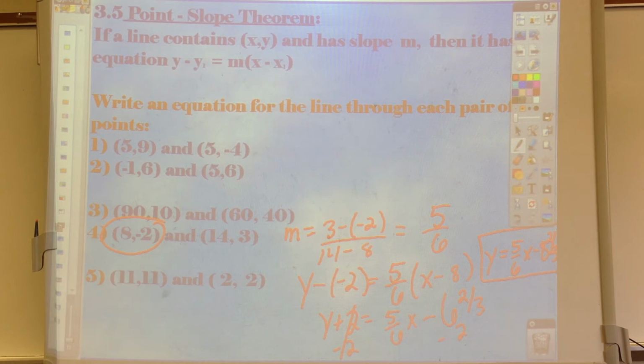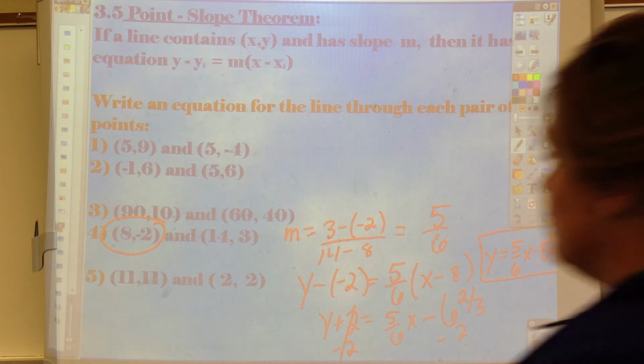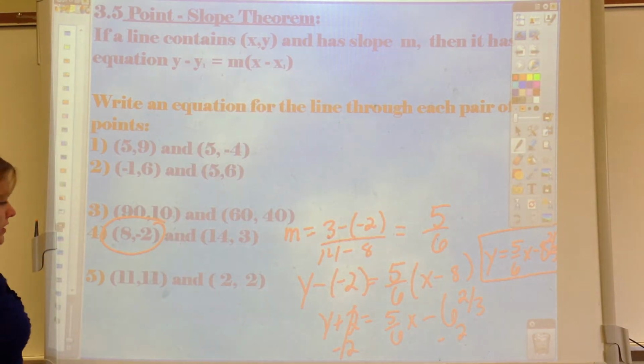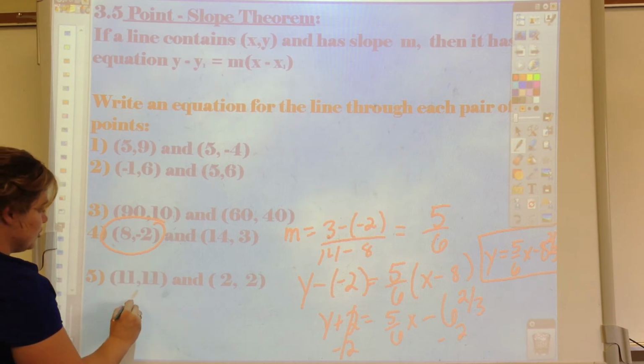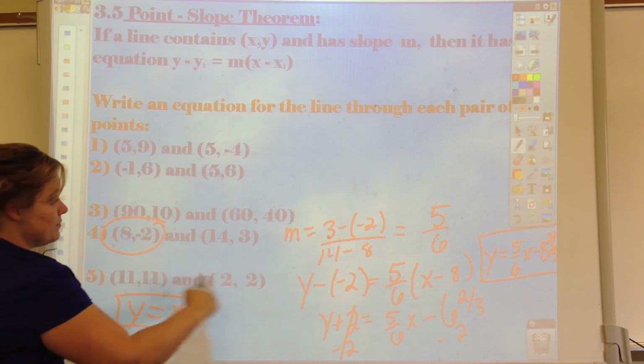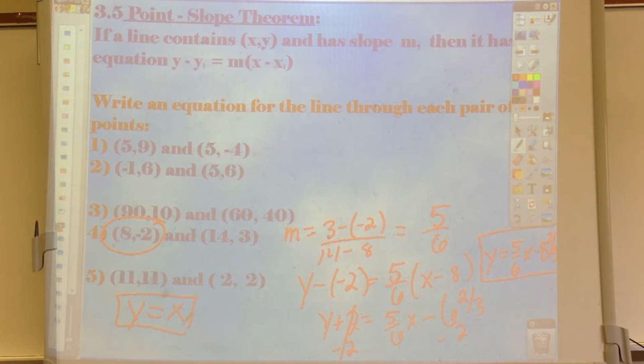All right, number 5 is actually a little bit different. What do you notice about it? Hopefully you notice that your x values and your y values are the same for both points. And so we should notice here that y has to equal x. If x and y are the same for both points, then x equals y and y equals x.